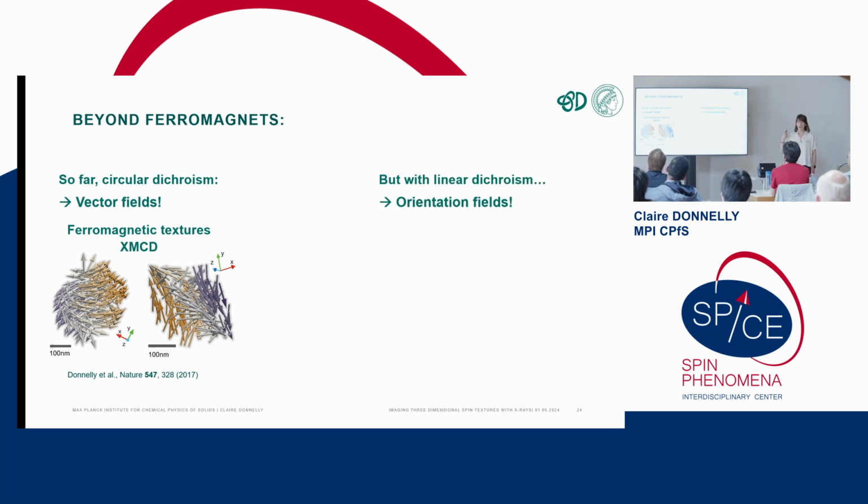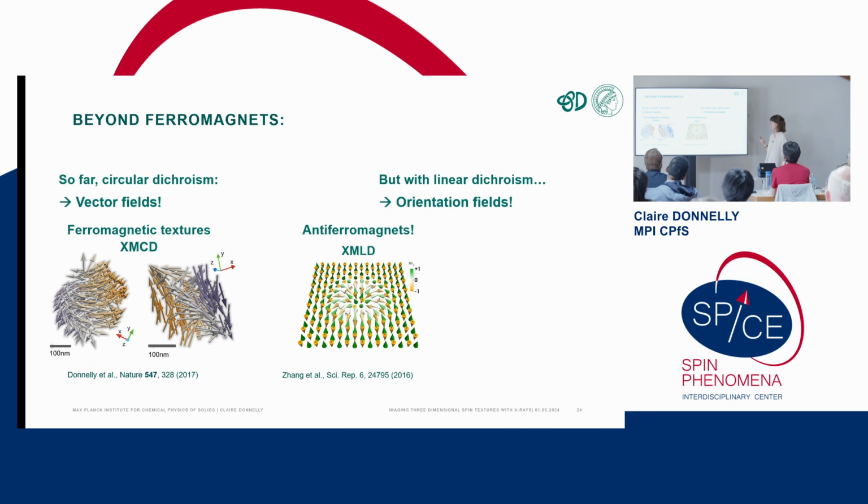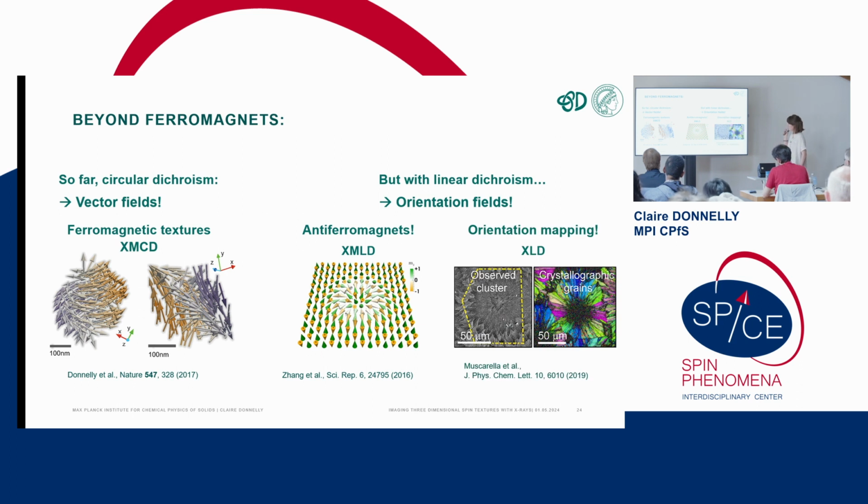However, we also have a different type of dichroism with X-rays available to us that gives us access to orientation fields. And of course, we're very familiar with the orientation fields of antiferromagnets, the Néel vector. We're also familiar with orientation mapping of crystals, but there are many, many other types of materials that can benefit from such imaging capabilities. And so what we've been doing over the last few years is trying to develop these capabilities to image these orientation fields in 3D.